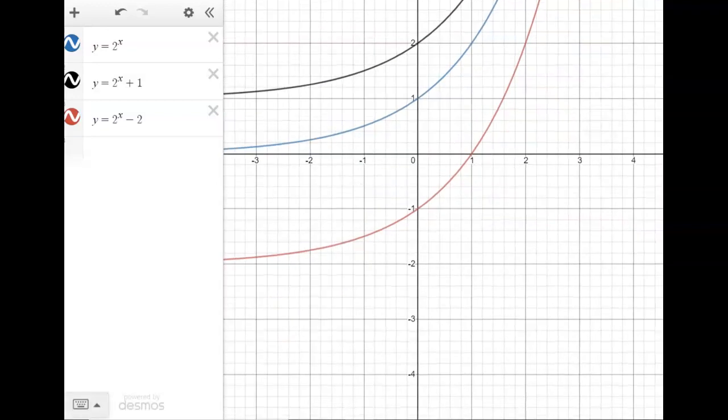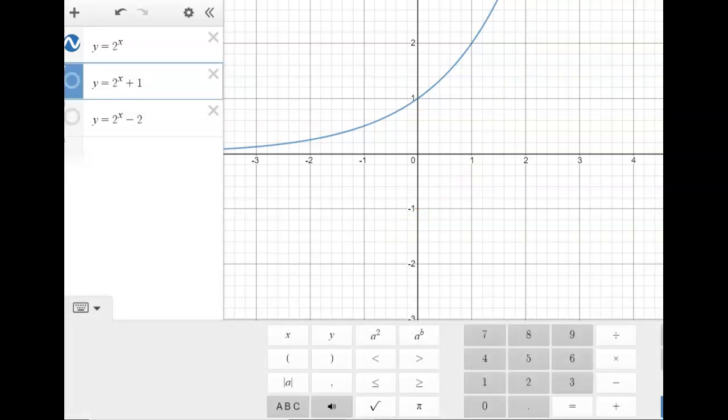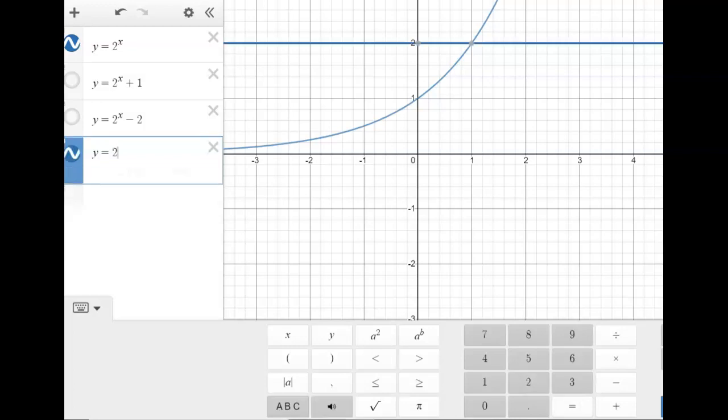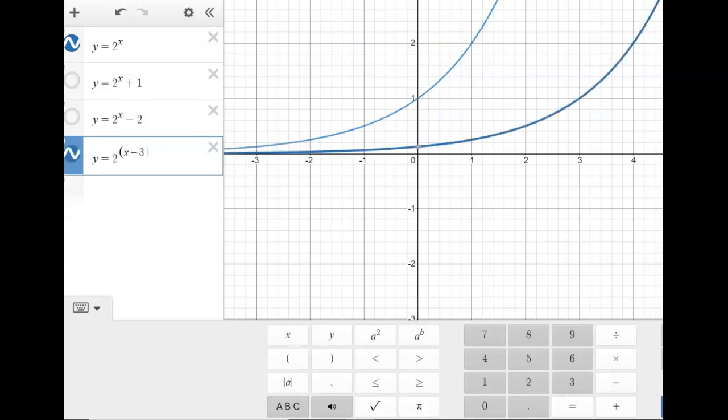You could see that there from the parent function. And of course, we could also have horizontal shifts. So what I'm going to do, let me go ahead and type them. So let's say 2 to the power. Now, what I'm going to do is actually put the exponent in parentheses, and I'm going to say x minus 3. And so you could see the parent function.